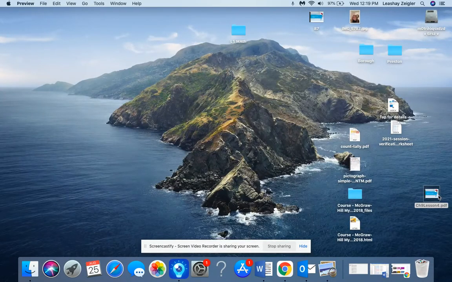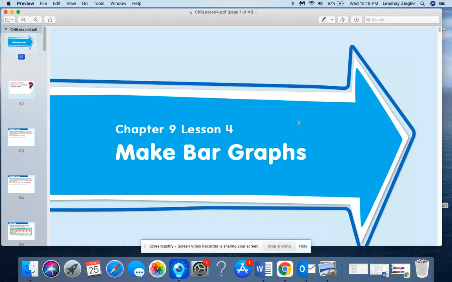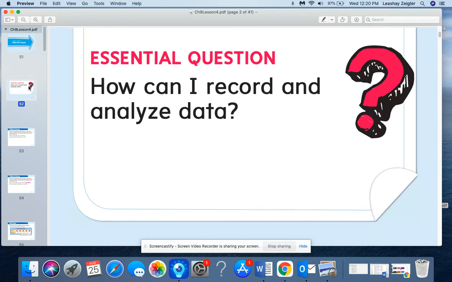The next thing that we have is our lesson today. We're on chapter 9, lesson 4. And again, if you've not had an opportunity to do your check my progress, please pause the video, go do it, and then you can start your new lesson today, okay? Our lesson for the day is making a bar graph. It's related to our big essential question: how can I record and analyze data? Well, we can do that using a bar graph. So we're going to learn about bar graphing today.